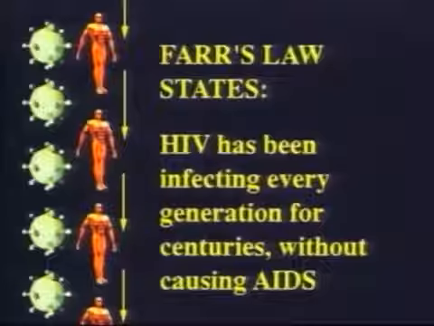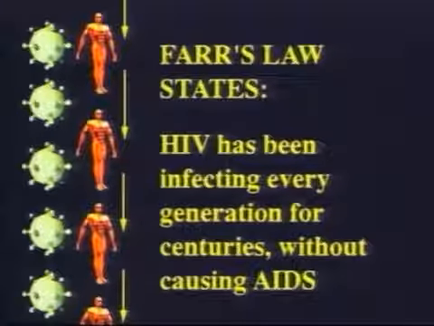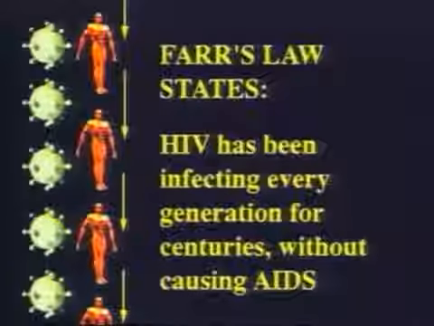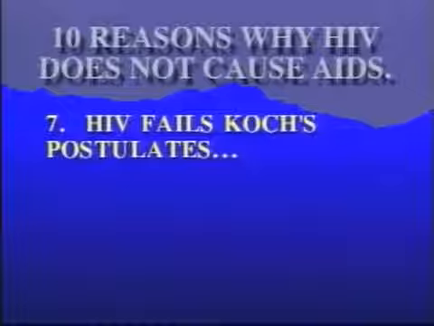This virus in America is older than America. It came in with the immigrants. That's older than the Constitution. So, HIV is not a new virus, and many of the people who have antibodies to it got it perinatally or from their mothers, not from dirty needles or unsafe sex, and have lived full healthy lives for centuries without AIDS. Number 7. HIV fails Koch's postulates.